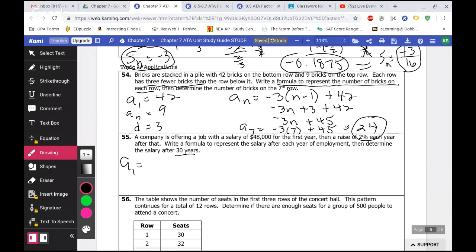So your first year salary is 48,000. And then you're going to have a common ratio that says you're going to increase that by 1.02. That 1 represents the 48,000, and then the .02 incorporates the actual increase. Okay. So the formula is pretty easy. You stick in that 48,000, then you write that common ratio, and then it's n minus 1. So love that geometric.